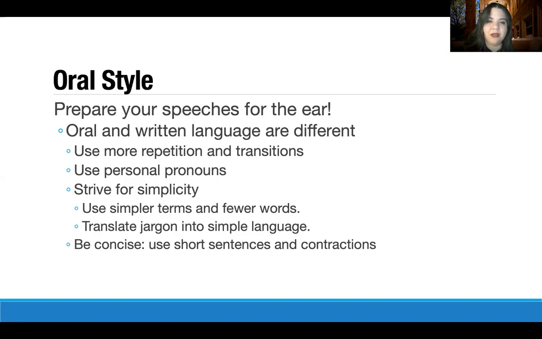And then also we're striving for simplicity, and that makes sense because people are listening. They only have the limited ability to process so much on the spot in live time. So you don't want to complicate things too much. Make it simple and effective. You want it to be easy for them to remember. And then use short sentences and contractions when possible. Oftentimes, these are more effective, anyways.